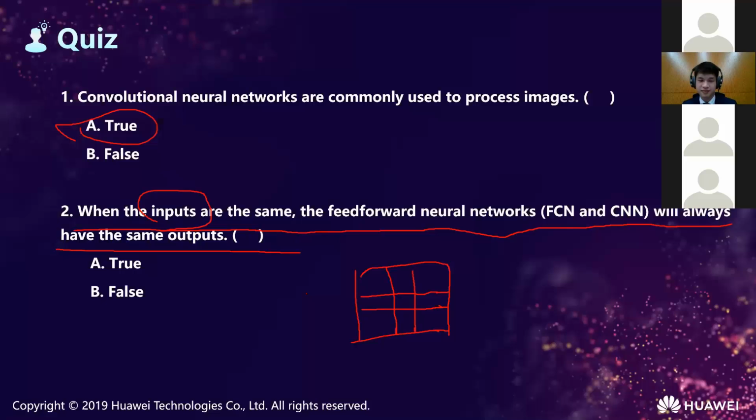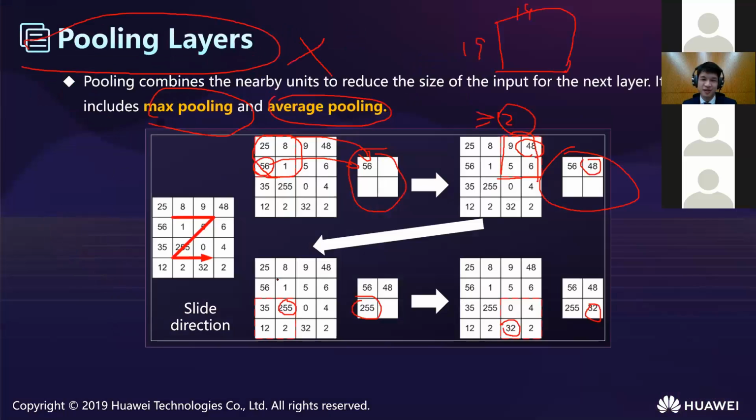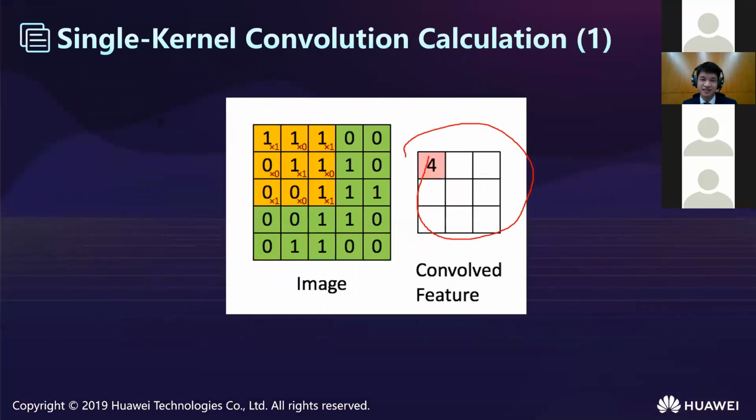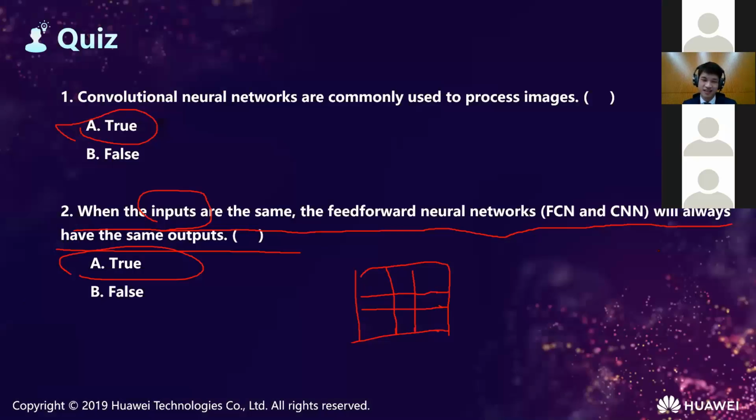I'm not sure. It's true. For example, in this example, if we get the convolutional kernel just like 101010101, the output will be the same if the input is the same. Do you agree? Sure. Yeah, sure, of course. So why do we need to ask this question?